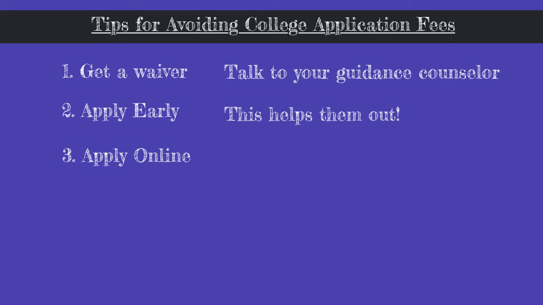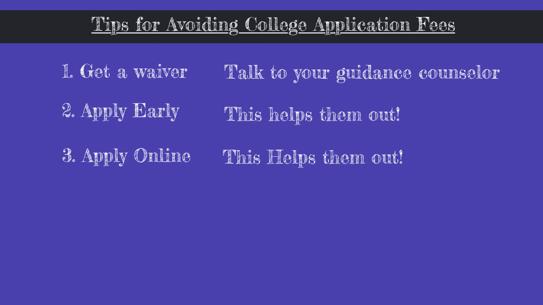Third, apply online. If you apply on paper, colleges actually have to put all that information into an online database. That makes it harder for them to waive the fee because they have to put in the work to do the application process. So if you apply online, you increase your chances of getting a waiver for the application you're submitting. And once again, it helps them out, so they'd most times be interested in doing something like this. But like I said, it's not every school.